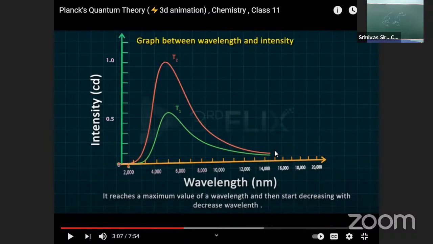This is the same observation even for the red curve, at some other temperature T2. So this green curve is noticed for a particular radiation at temperature T1. For the same radiation, the second curve is drawn at higher temperature. Therefore, when you change the temperature, the intensity of that particular radiation will also change as a function of wavelength. Okay.